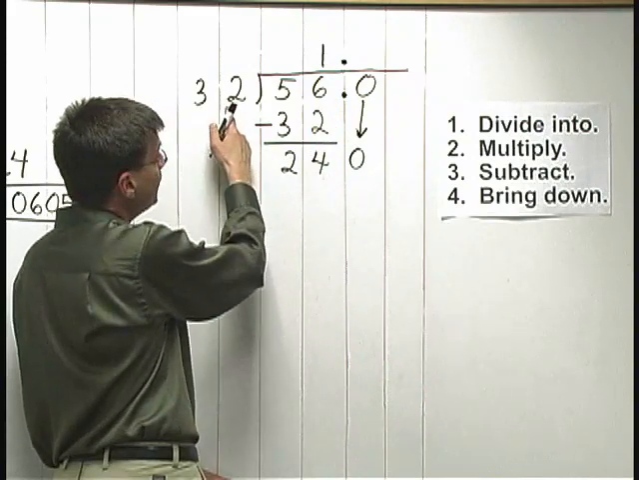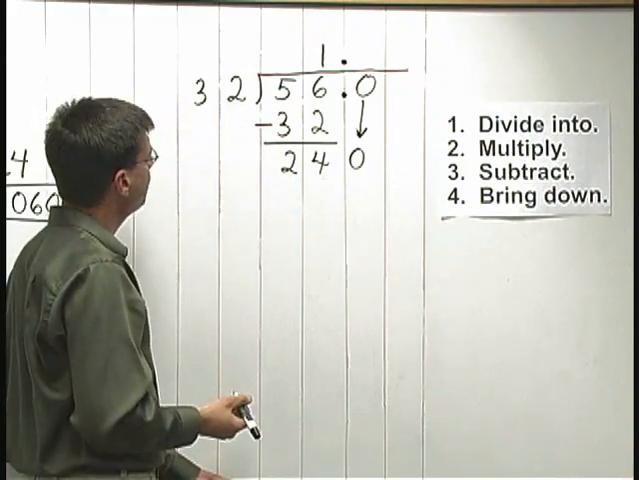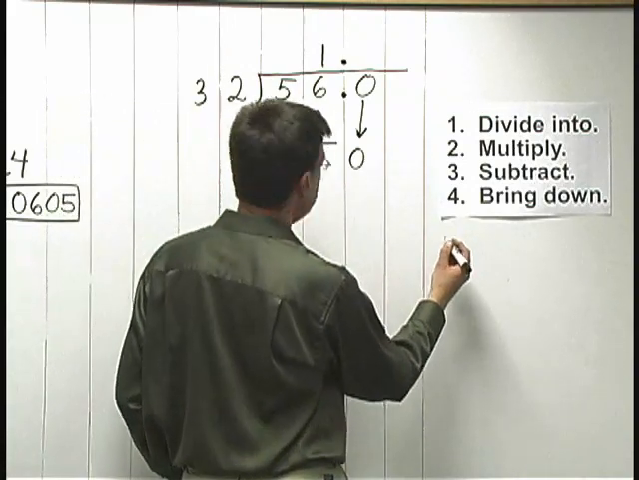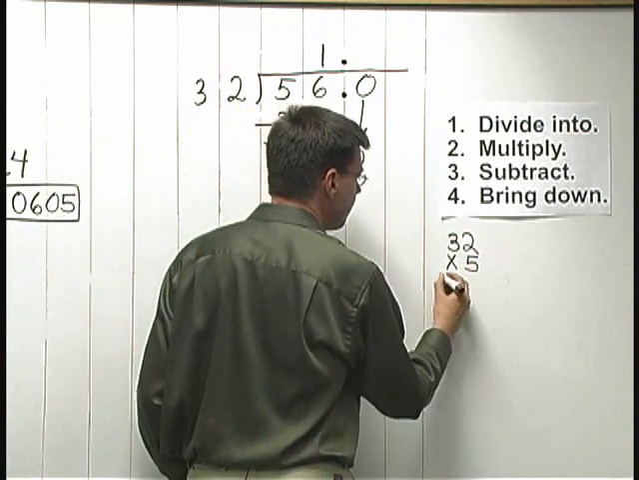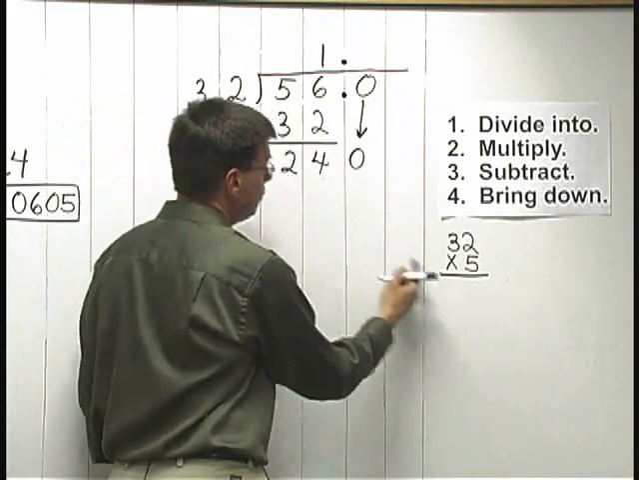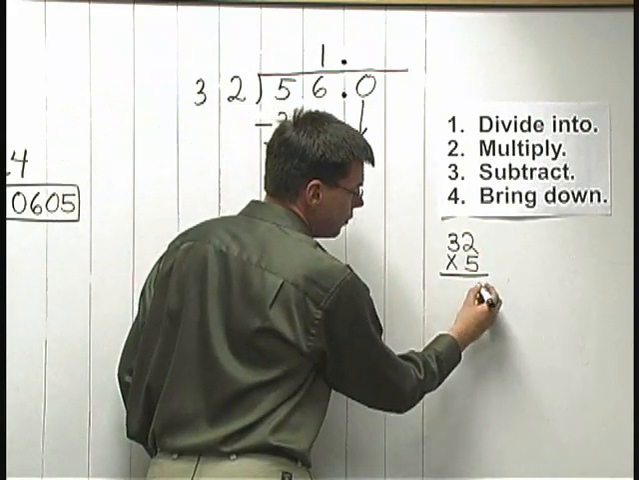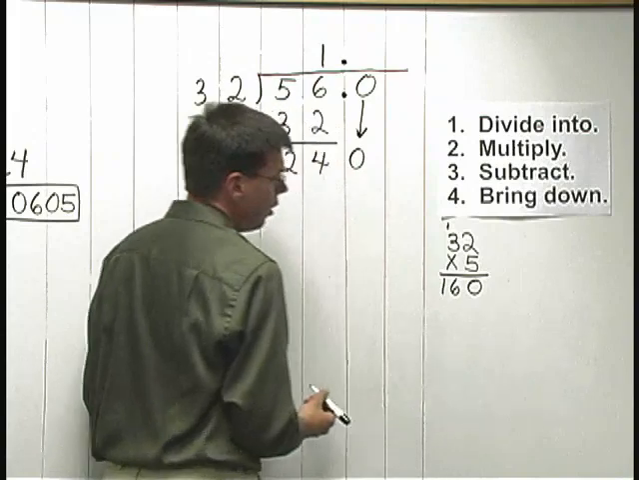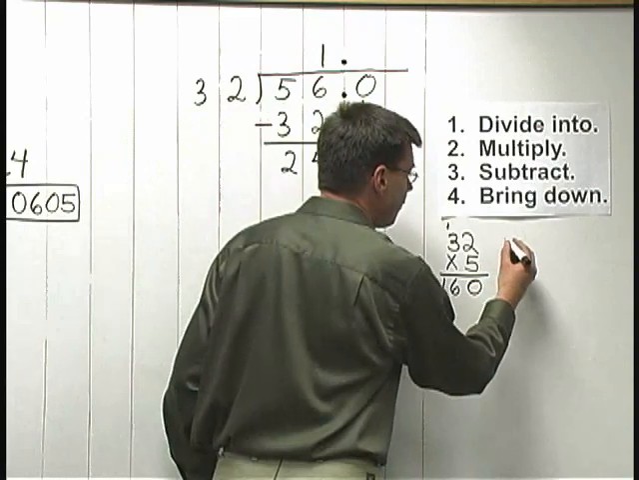Now let's continue. How many times does 32 go into 240? And that I'm not sure about. Let's see, we could try 5 again here. Try 32 times 5. When I'm not sure how many times a number goes in, I often like to just multiply the number in front by 5 and see where that takes me. 5 times 2 is 10, write the 0, carry the 1. 5 times 3 is 15, plus 1 is 16. 160, that's quite a bit too small.